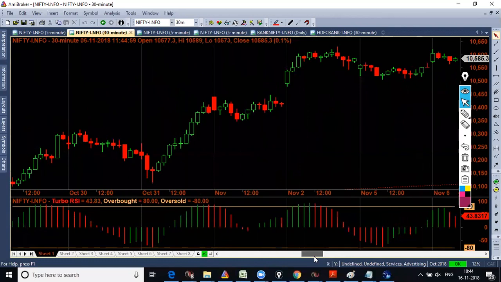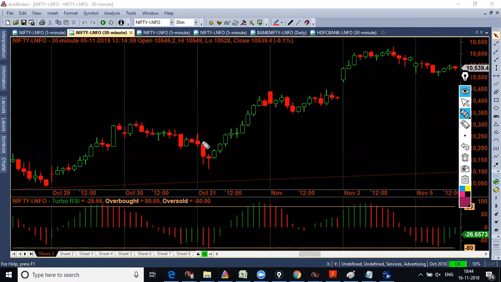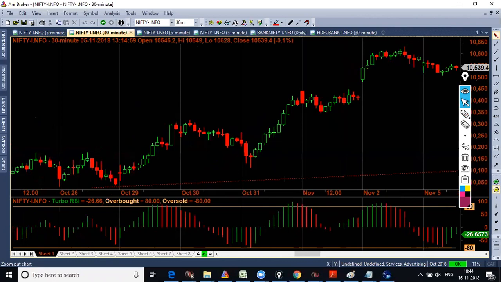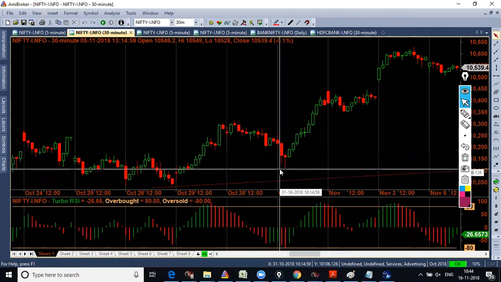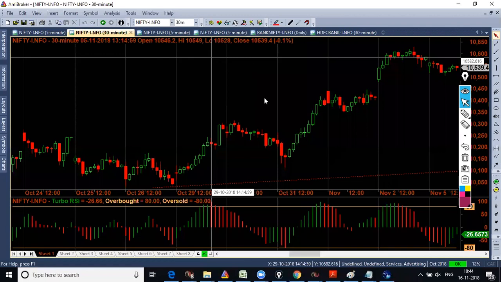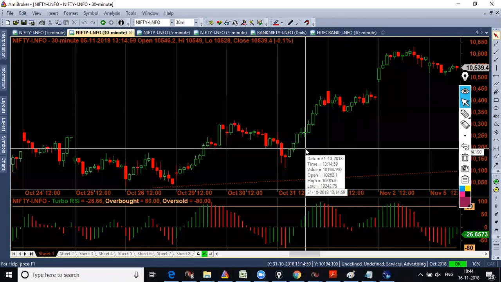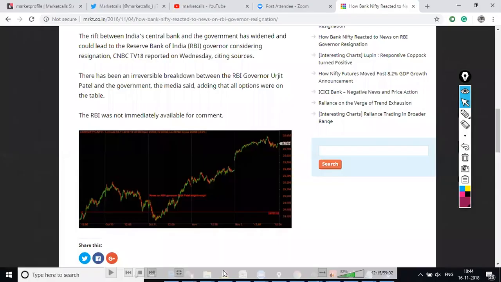31st. Here we got an ABC elongation. Here we got an A, B, and C elongation. This is a Nifty. But it's not a multi-day breakout. Just give me a second. Let me go and check 31st.